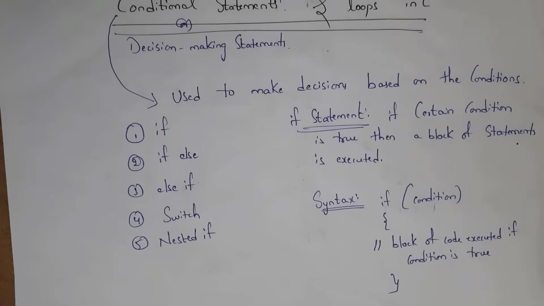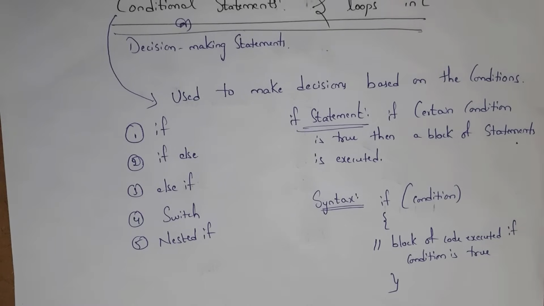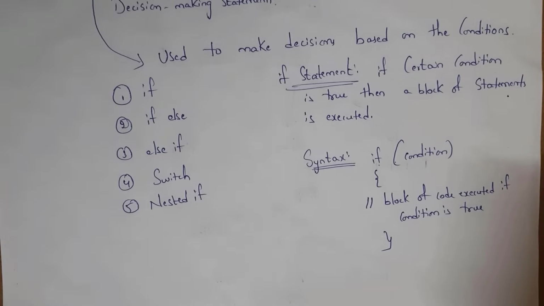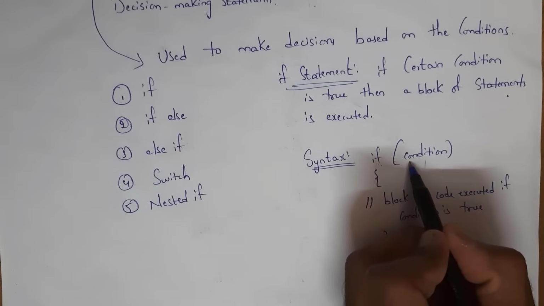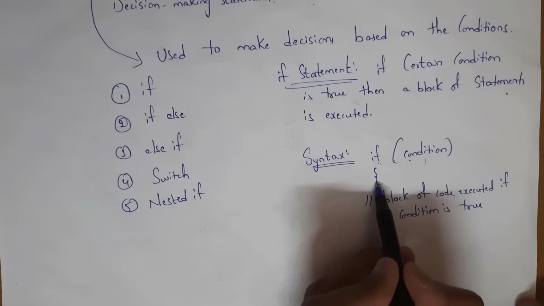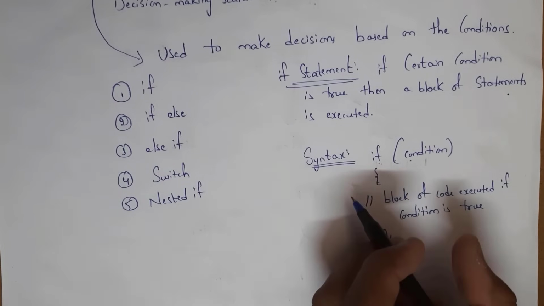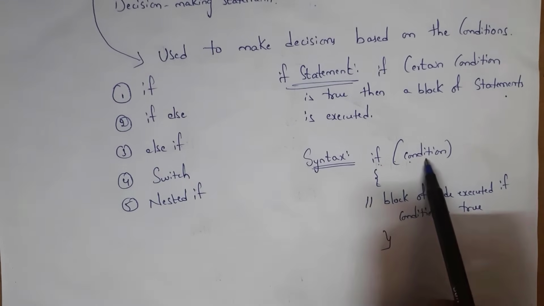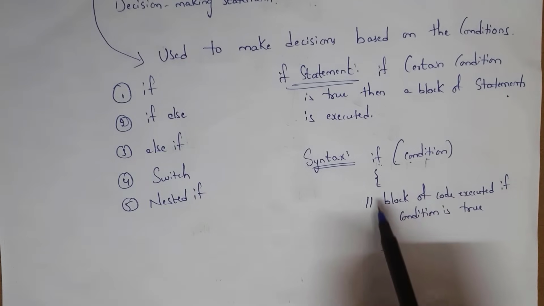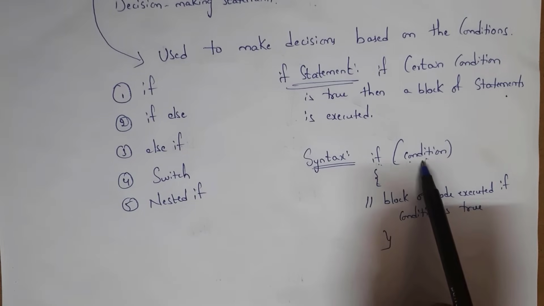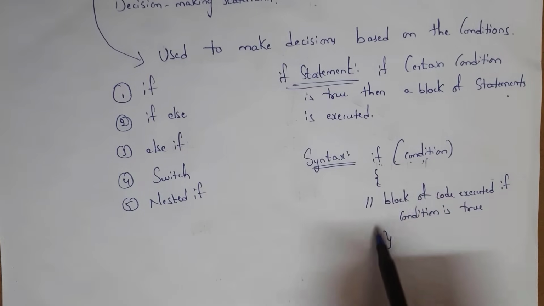At first I will explain what is if statement. An if statement executes a block of code only if a particular condition is true. If the condition is false, then the statements present inside if will not be executed. I will give an example so that you can clearly understand. This is the syntax of if statement. At first you write if, and inside brackets you give a condition. Open curly bracket, and inside curly brackets you can write some statements. Only if this condition is true, then these statements will be executed. If this condition is false, the statements will not be executed.